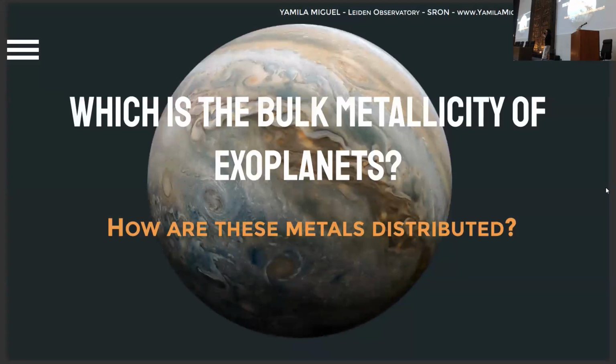And I would also like to know how those metals are distributed in the interior. And this is really key, because now that we are getting more and more information and our models are getting better, it's not the same if we have a planet that has a core of 30 Earth masses or 10, right? It implies a different formation process. So we really need to start learning more about the interiors of planets and not only remain with the information that we get from their atmospheres.